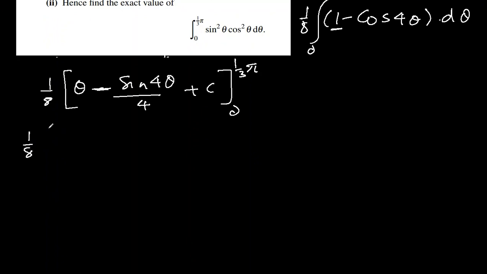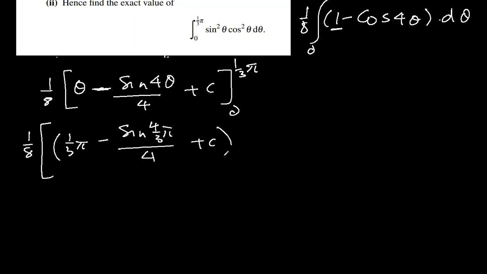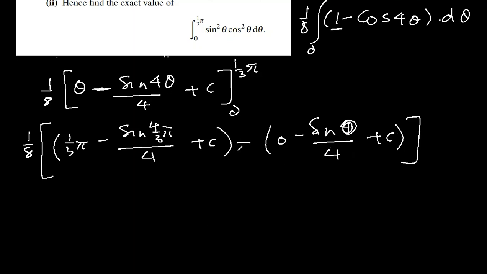So 1 over 8, let's keep it out. So I will substitute 1 over 3 pi first, minus sine 4 times 1 over 3 pi over 4 plus c, minus 0 minus sine 4 times 0, which is 0, over 4 plus c. This plus c and this plus c, they are subtracting, so they will cancel out.